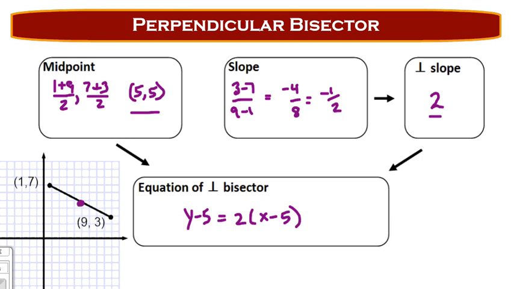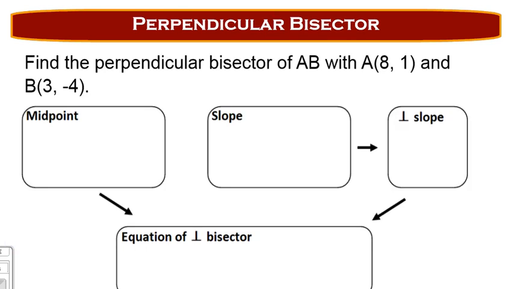All right, let's try another one. If you think you've got this, you might want to pause and try it out on your own before I move forward with it. In this one, we've got A at (8, 1) and B at (3, negative 4), and we'll start with the midpoint. First we add the x's and divide by 2, and we're going to add the y's and also divide by 2. So 11 over 2, that's 5.5. And this is going to be negative 3 over 2, which is negative 1.5.